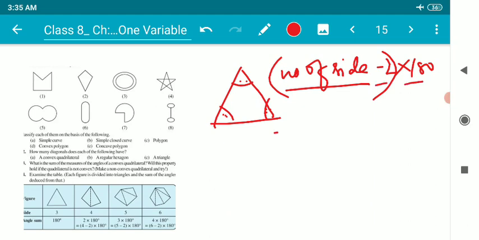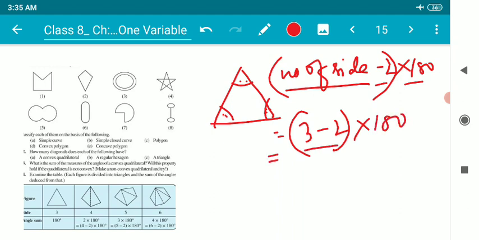Okay, in a triangle how many sides are there? There are 3 sides. (3 minus 2) into 180 as per the formula. So 3 minus 2 is 1. 1 into 180 results in 180 degrees only. Yes or no children? Yes.